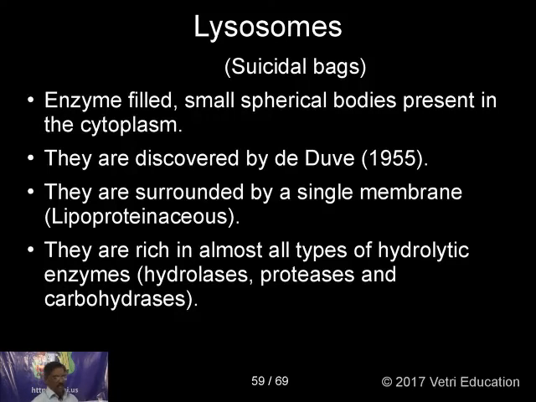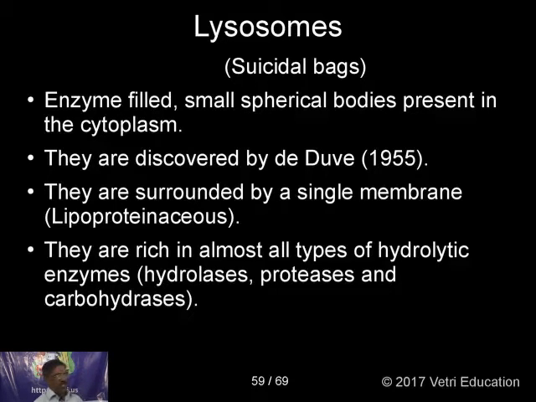Regarding the next cell organelle, that is called the lysosomes. Lysosomes are enzyme-filled small spherical bodies present in the cytoplasm. They are also called suicidal bags. They were discovered by D. Duve in 1955. They are surrounded by a single membrane.